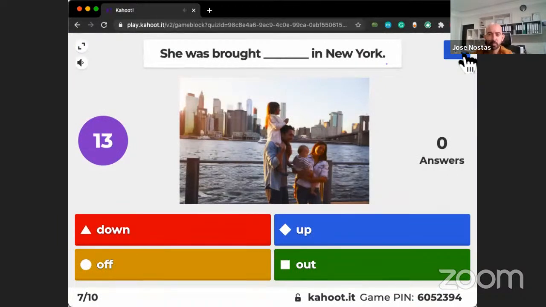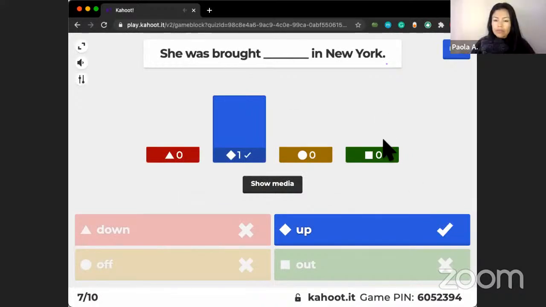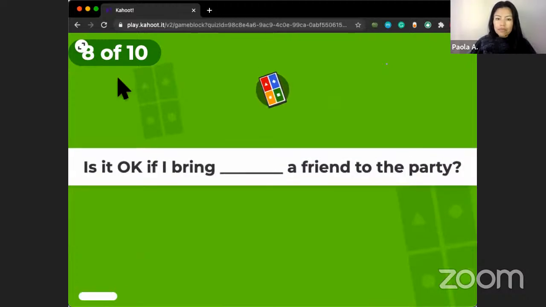She was brought up in New York. Great, very good. Bring up, like grow up, or brought up, no? Same thing. They lived there while they were kids. Brought up there.